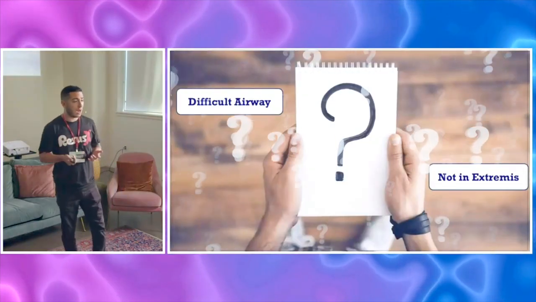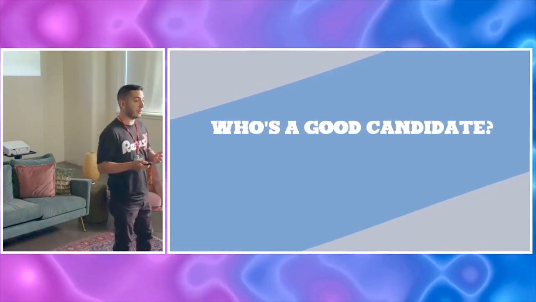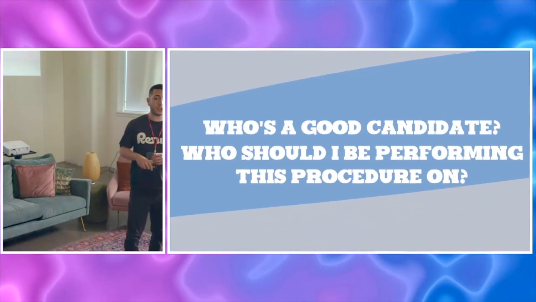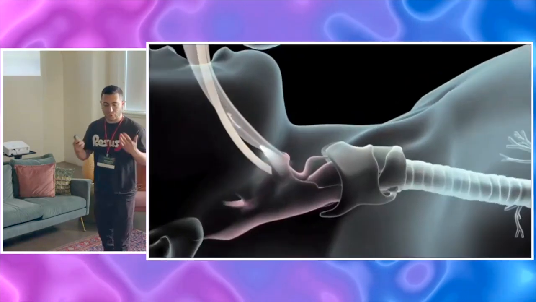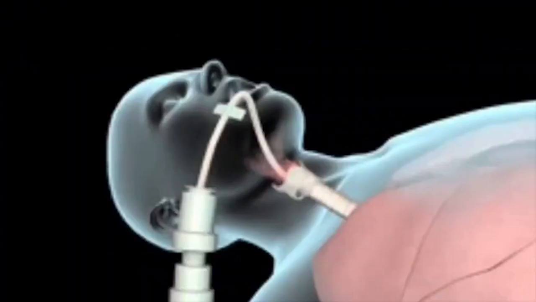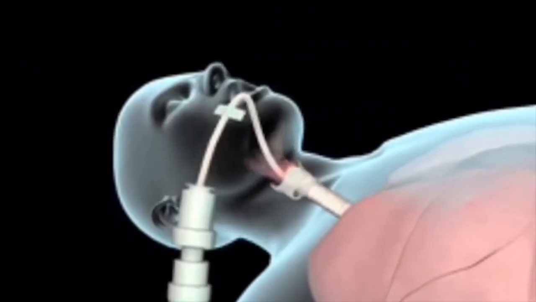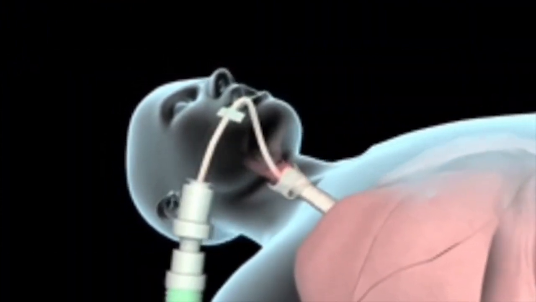So one of the most common questions I get asked about this procedure is, who's a good candidate, right? Who should I be performing this procedure on? And there's two things that you need to consider right off the bat. Number one is that you've already made the decision that the patient needs to be intubated, but for one reason or another, you're anticipating that this is going to be a difficult intubation. And we'll talk a little bit more about this in the next couple of slides.